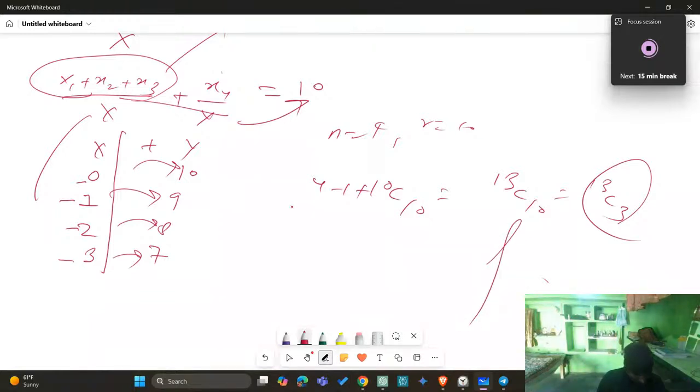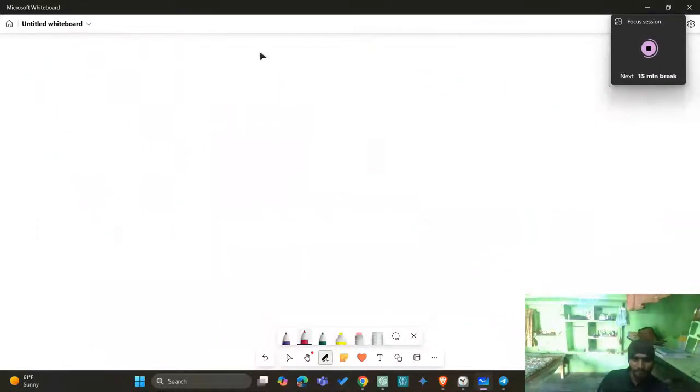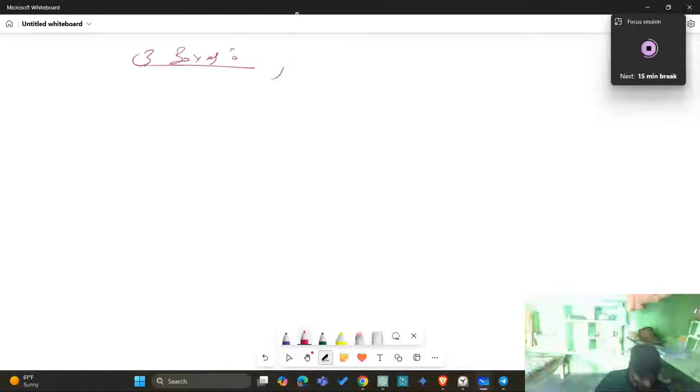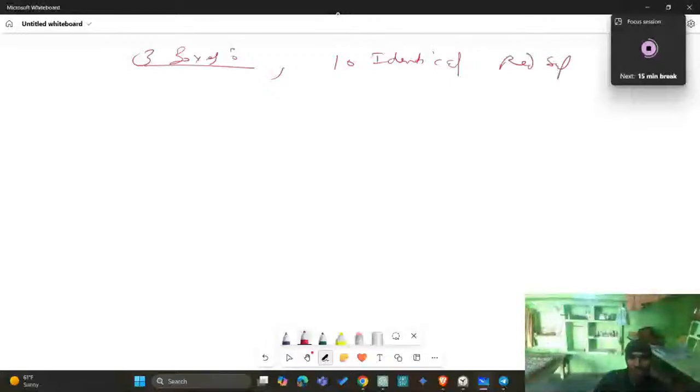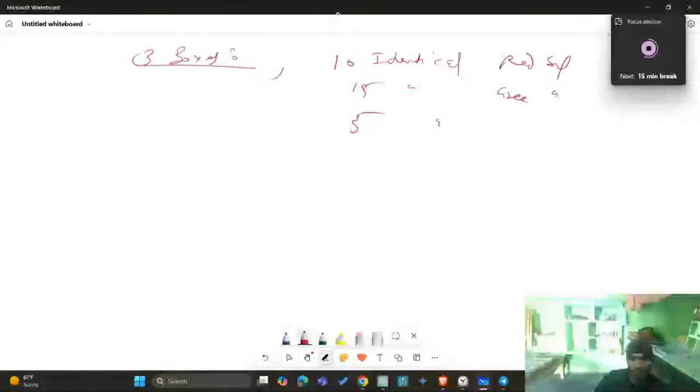Alright. The second variation will be like this, let's say: we have 3 boxes, 10 identical red balls, 15 identical green balls, and 5 identical blue balls. What is the number of ways we can distribute them into the boxes? So this is a problem of identical balls already.